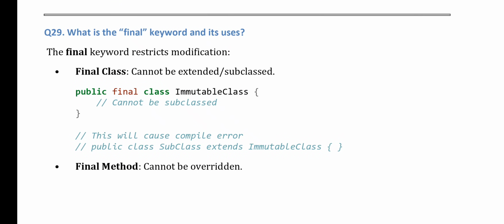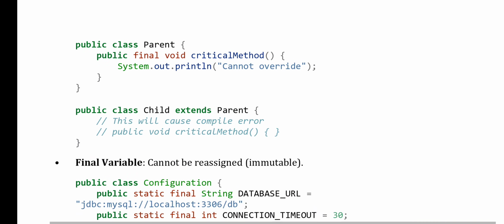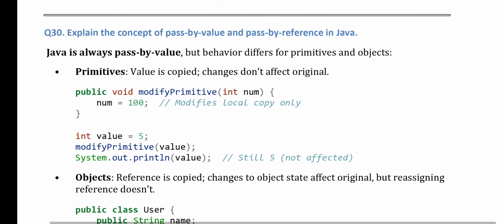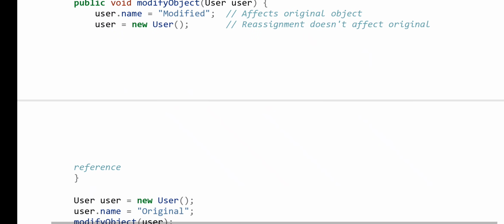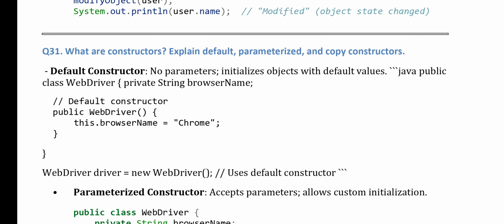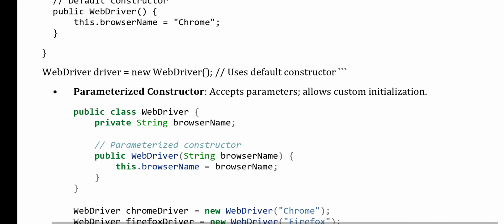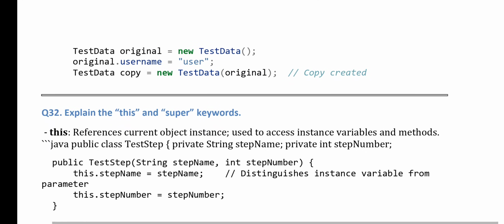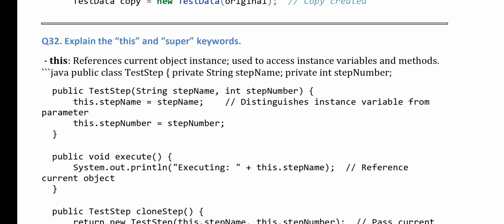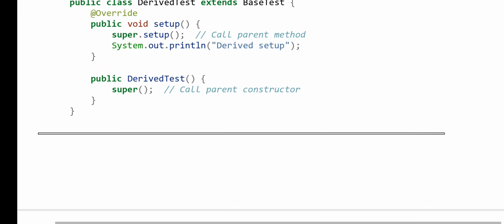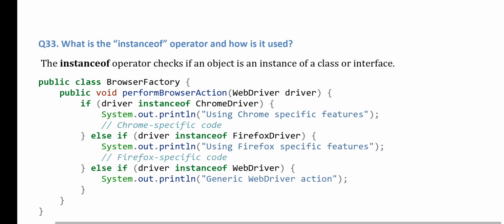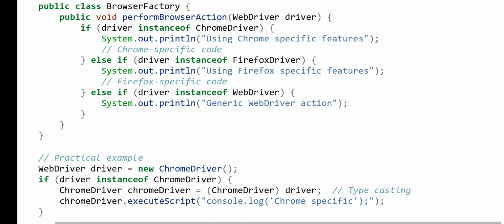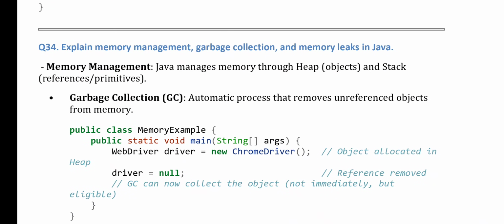What is the final keyword and its use case? Can you explain the concept of pass by value and pass by reference in Java? What are constructors? Explain default, parameterized and copy constructors. Explain this and super keywords. What is the instanceof operator and how is it used? Explain the memory management, garbage collection and memory leaks in Java.